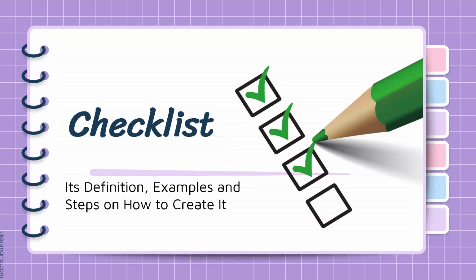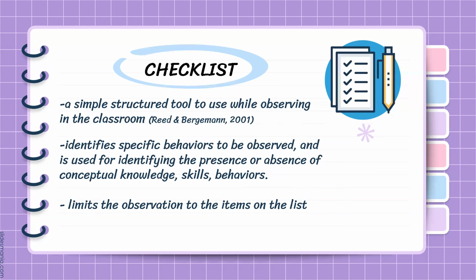Today I will be discussing checklists, their definition, examples, and steps on how to create one. A checklist, according to Reed and Bergerman, is a simple structured tool to use while observing in the classroom. However, it can also be used in other areas or situations. A checklist identifies specific behaviors or characteristics to be observed and is used for identifying the presence or absence of conceptual knowledge, skills, behaviors, or other characteristics.